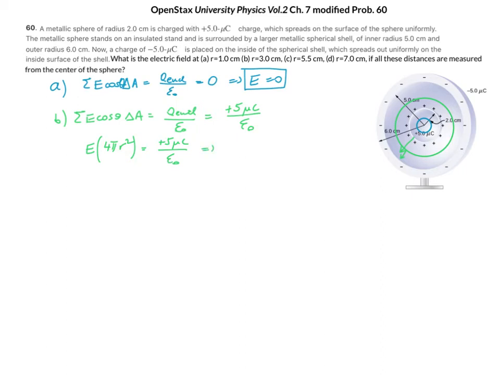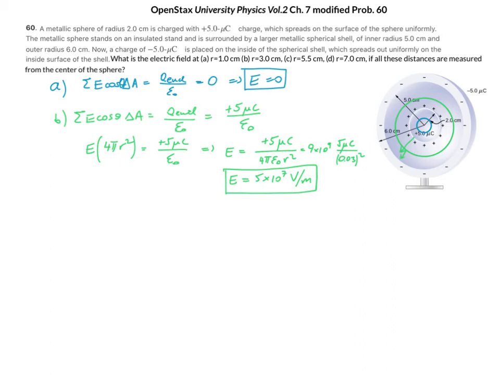So when we solve for the electric field, that becomes plus 5 microcoulombs divided by 4 pi epsilon naught r squared. 4 pi epsilon naught is k, so that's 9 times 10 to the 9th times 5 microcoulombs divided by the distance. So for part B, that is 3 centimeters, so that's 0.03 meters quantity squared. So the electric field then will be 5 times 10 to the 7th volts per meter, or newtons per coulomb. Either one of those units works.